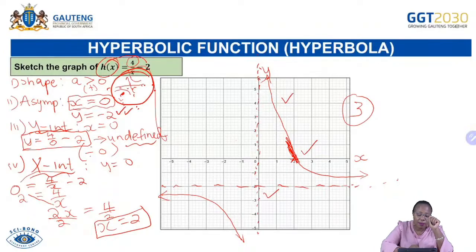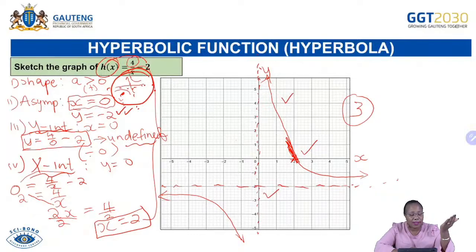And then the examiner will allocate marks according to scaffolding of the questions, the pre-questions that will be asked from you, grade 12. They can ask you what are the asymptotes of this, then you'll get a mark for that. Determine the intercept, they will give you a mark for that. They can ask you whether it's an increasing or decreasing graph.